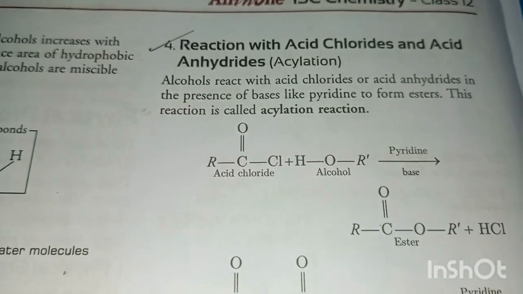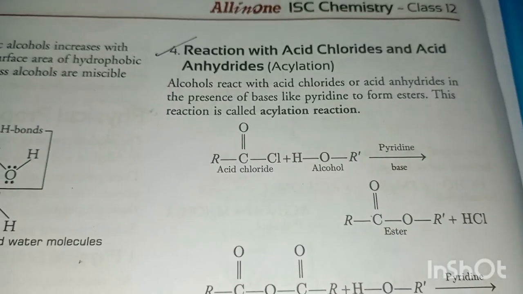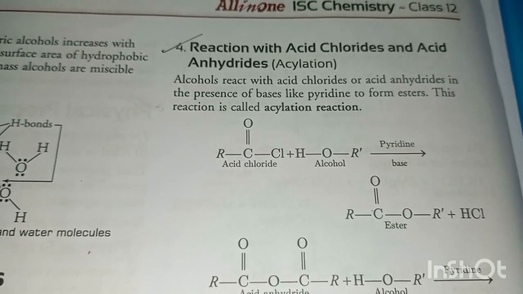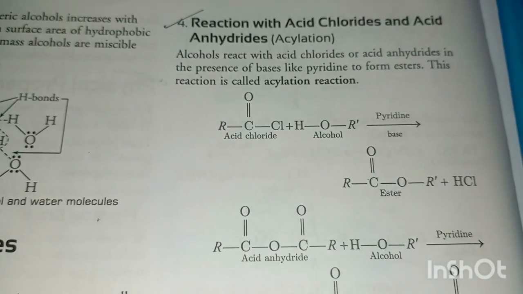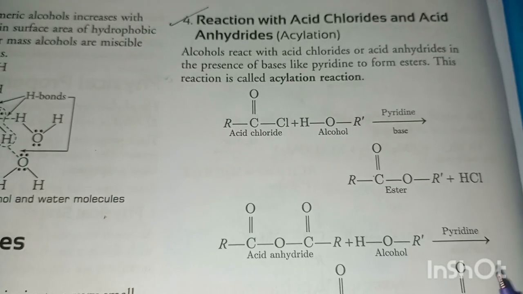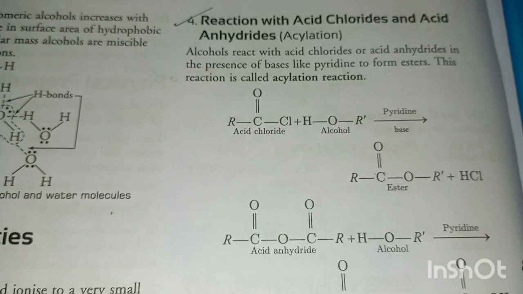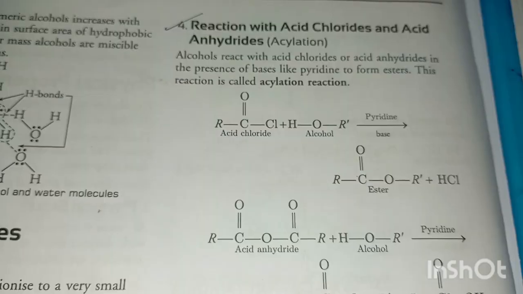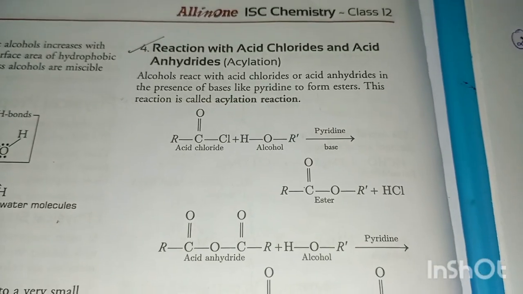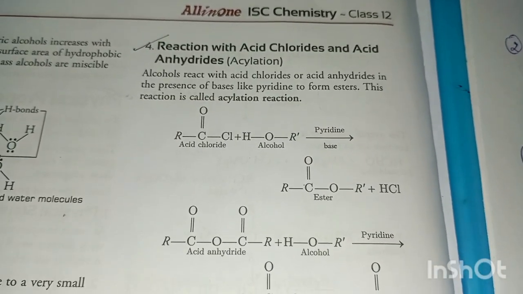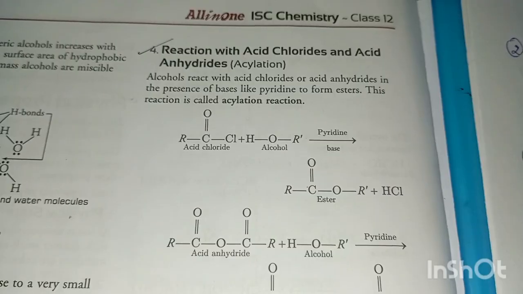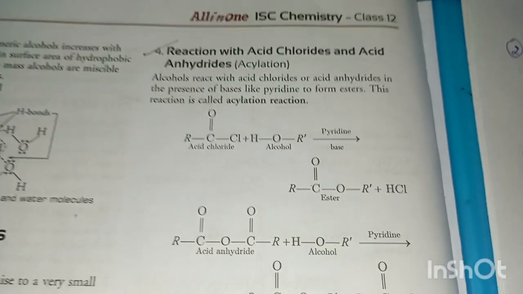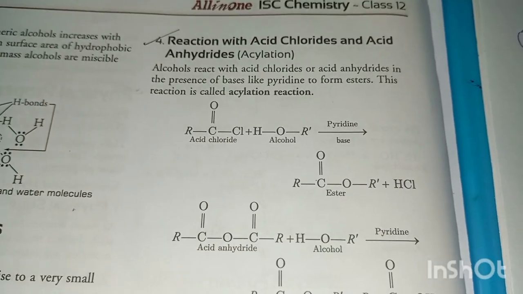Now next is reaction with acid chlorides and acid anhydrides. This is also termed as acylation. So alcohols react with acid chloride or acid anhydride in the presence of bases like pyridine. You already know what pyridine is. Pyridine is a heterocyclic compound. Alcohols react to form esters. This reaction is called an acylation reaction, that is, the formation of esters from acid chloride and alcohol is termed an acylation reaction.